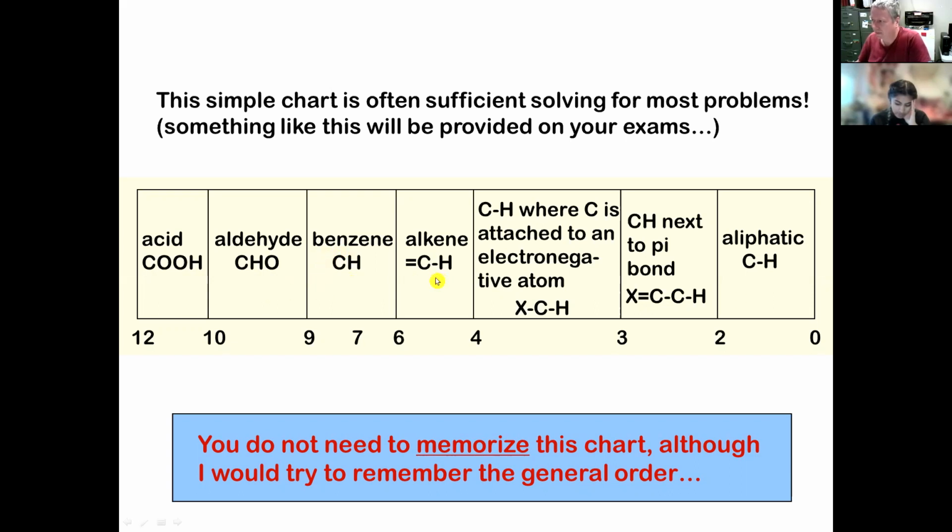The other ones I'd maybe commit to memory are the 3 to 4 range, which is if it's next to an electronegative atom, like a CH next to a Cl, or a CH next to an oxygen, those kinds of things. And also the 2 to 3 range, which is next to a pi bond. Those ones we're going to see a bunch very shortly.